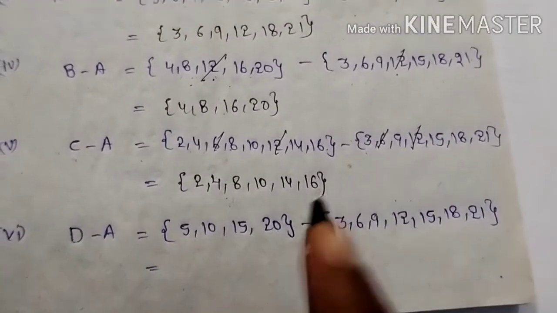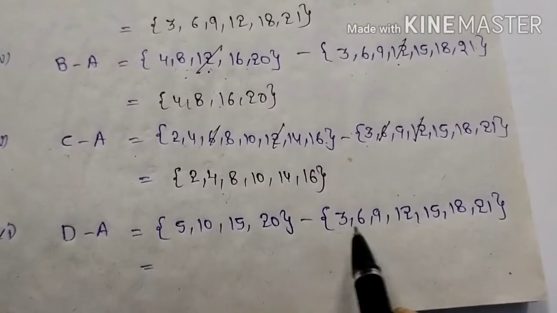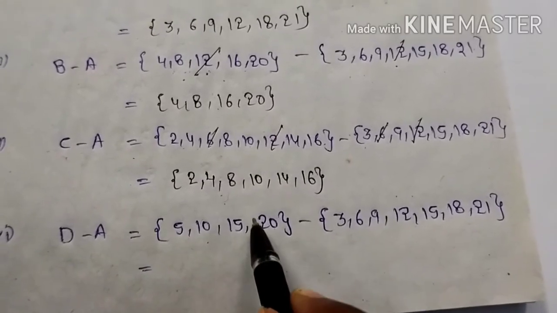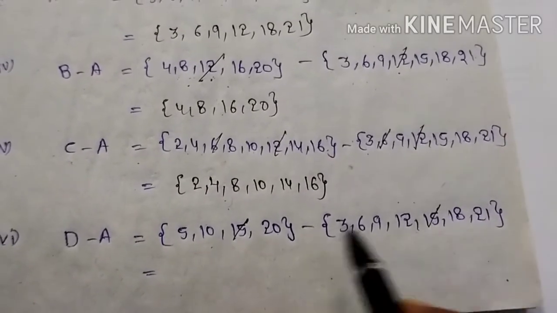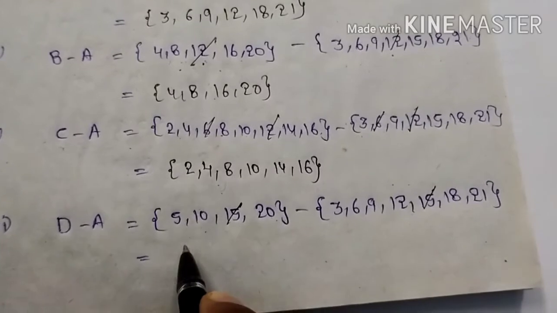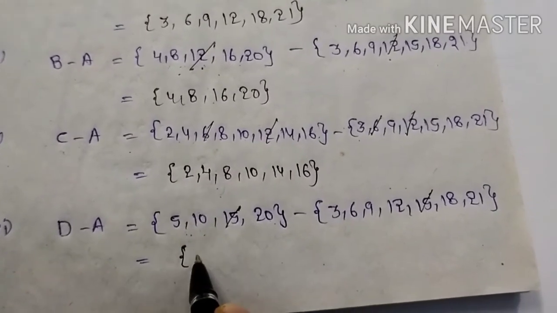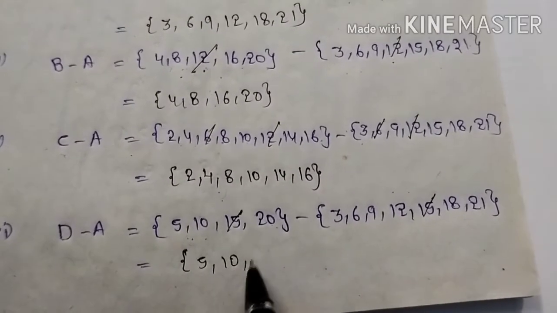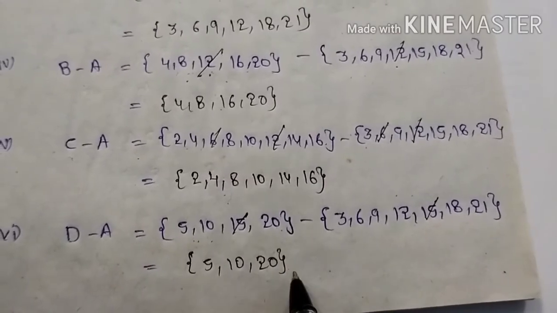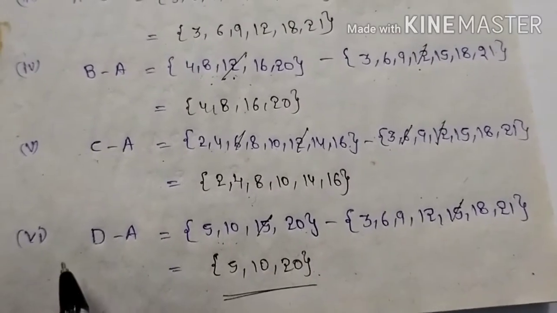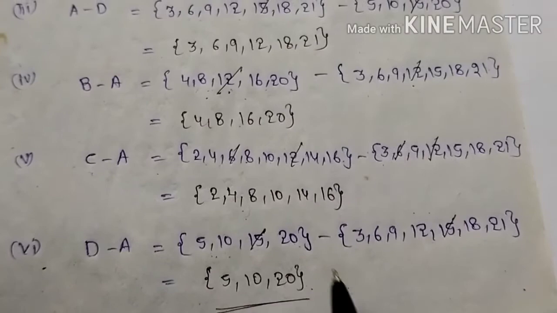One more you can see here, D minus A. D minus A, which are common? 5, no. 10, no. 15, yes. 20, no. That means the remaining elements in this first set are 5, 10, 20. In a similar way you can do the remaining sums. In this, I already did 6 here. You can do the remaining 4.